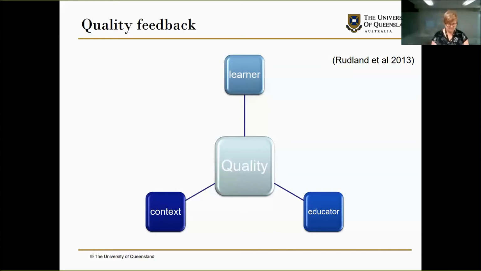And looking at the context, I mentioned a little bit about this before, but we might have students who are placed together on placement, so two or more students working in the same clinical area or assigned to the same clinical educator.